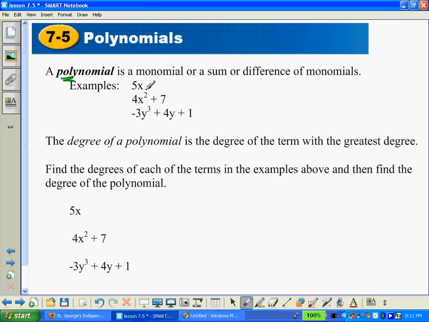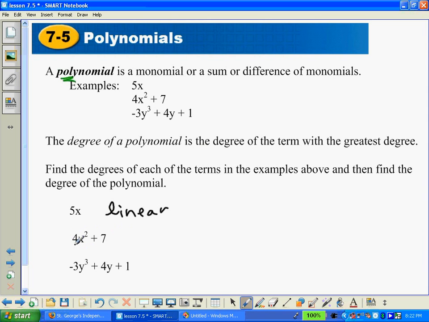So, when you talk about the degree of an entire polynomial, it's the degree of the term with the greatest degree. So for instance, in this monomial, hopefully you know, there's only one term. So this is degree 1, or this is a linear polynomial. In this second example, x squared has a degree of 2, 7 has a degree of 0, and 2 is bigger. So the degree of the entire polynomial is degree 2, which is quadratic.